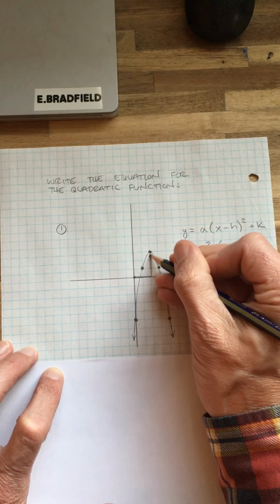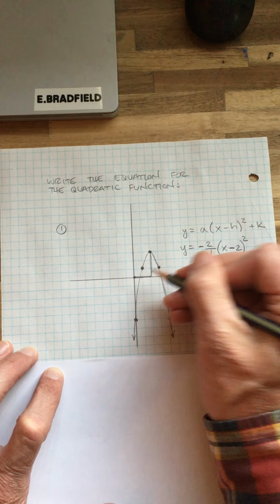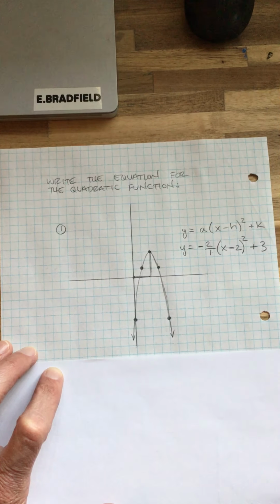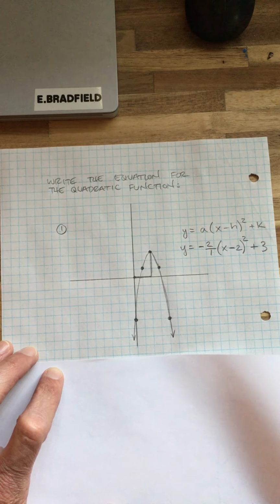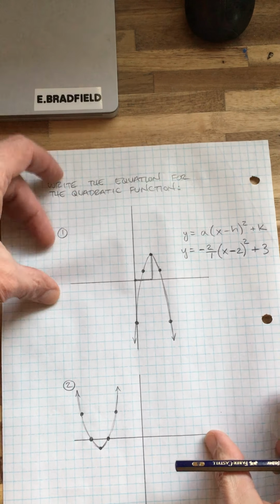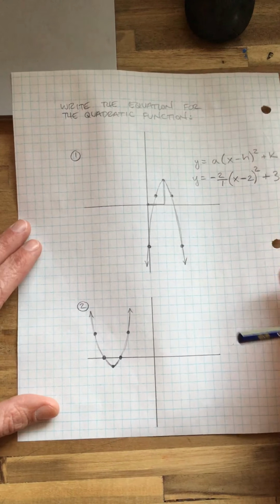And then I had to go up 3, right? Up 3. So what do I put here? That's right, plus 3. Okay, let's do one more. Go ahead and copy that graph down.